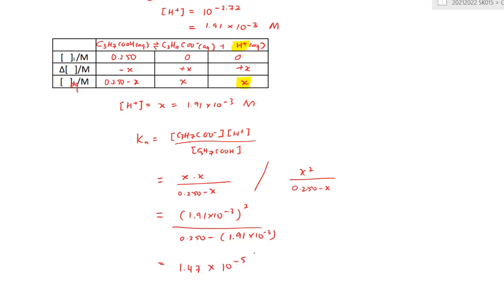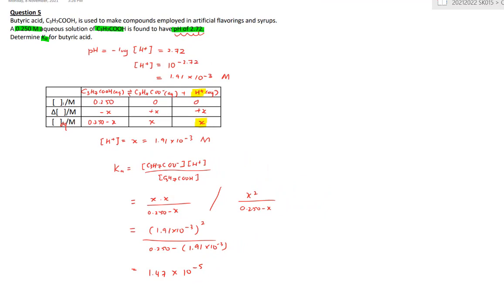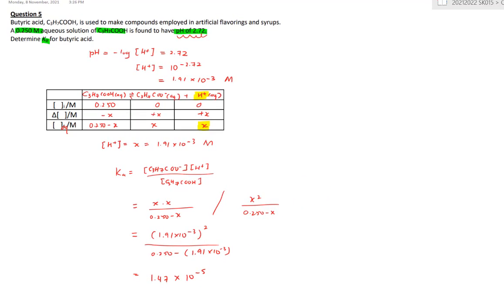Again, the K constant doesn't have any unit. So this is the overall answer for our question 5. The working steps are quite similar, depending on how the question gives you information. So anyway, if you have a weak acid or weak base, you need to refer to the ICE table in order to get the information of concentrations to substitute into your Ka expression or Kb expression.